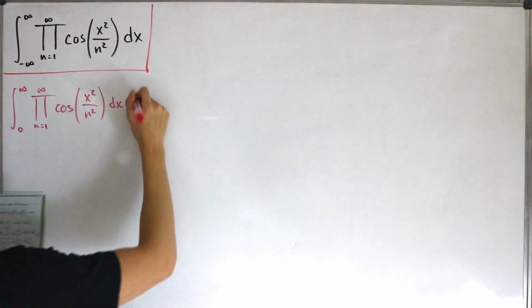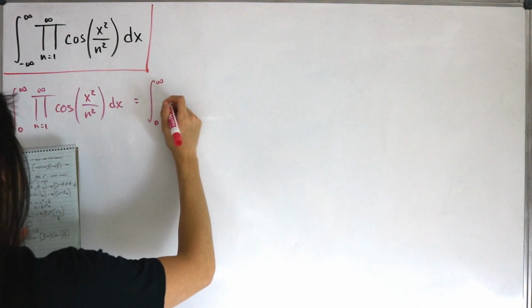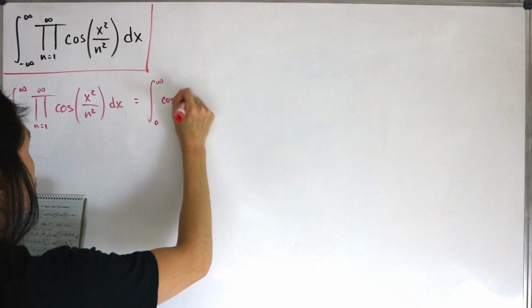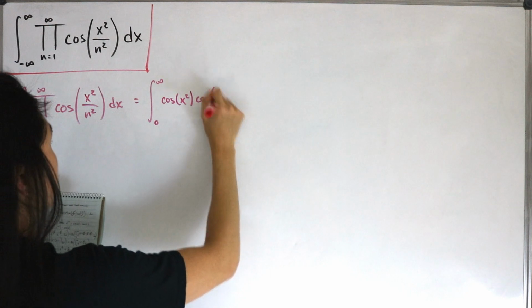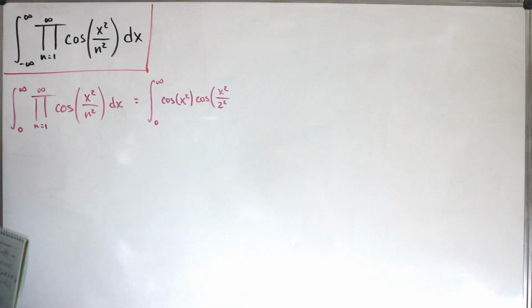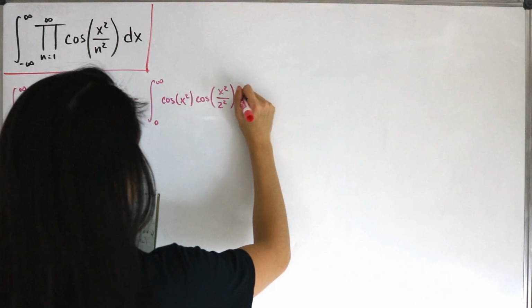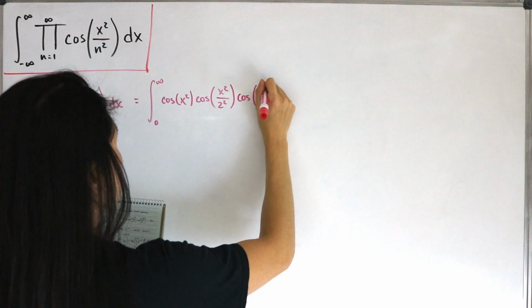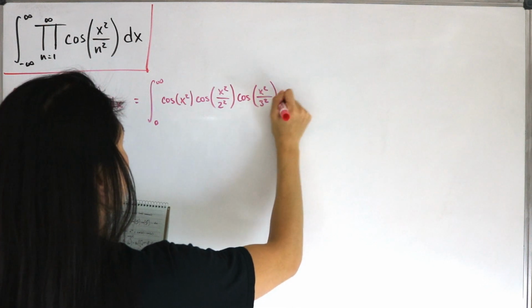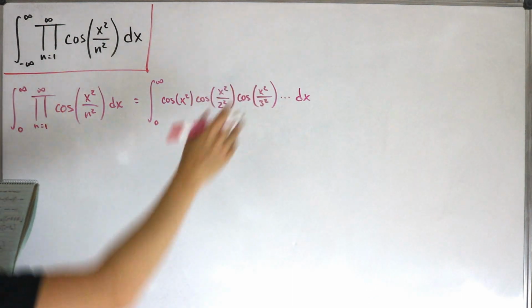As you can see, we just want to put in the entire expansion. So we have 0 to infinity, and what we have is cosine of x squared multiplied by cosine of x squared divided by 2 squared. I'm not going to fully evaluate this; we'll leave it the way it is just for the sake of the expansion. Then cosine of x squared divided by 3 squared, and so on and so forth, for infinitely many terms, all the way to n, dx.